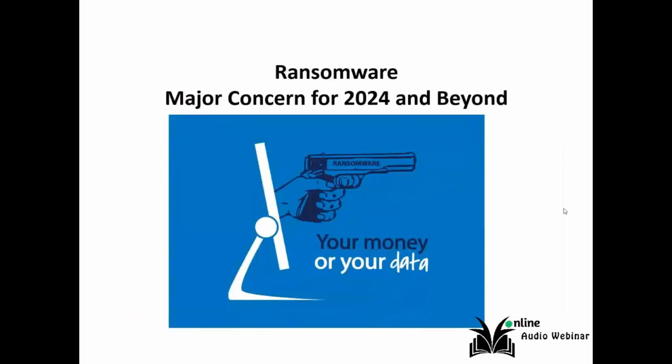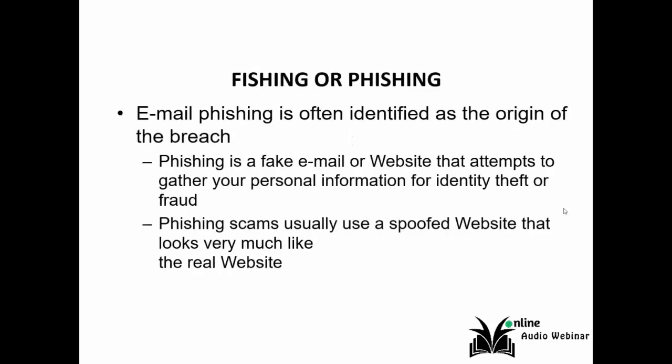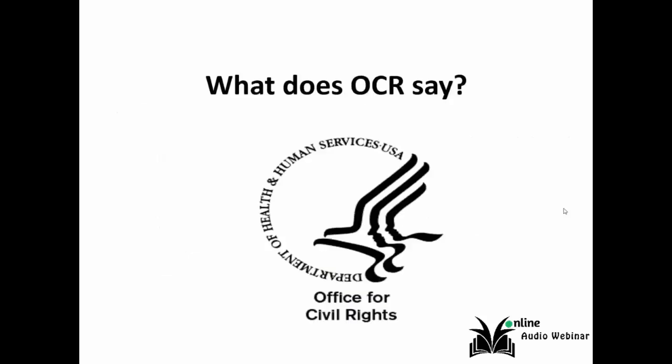So ransomware, let's talk about ransomware. This is the number one way data is breached. Ransomware comes through fake emails. Ransomware is very intelligent. It seeks out file shares, folders, and databases. It will attack them and it will take them essentially hostage. Phishing is, as I said, a fake email. So OCR made it official in 2019. A ransomware attack, if it attaches to unencrypted data, is a HIPAA breach.